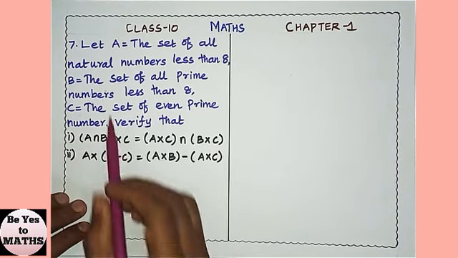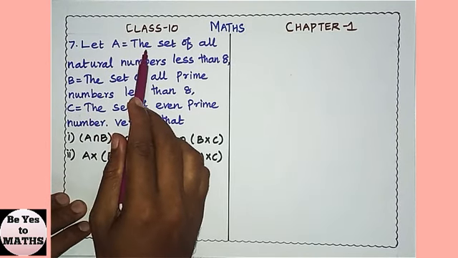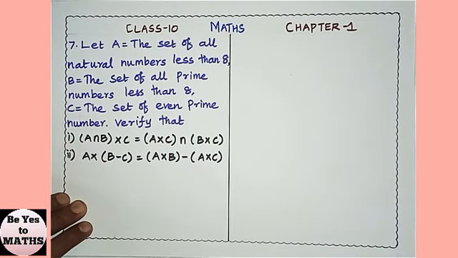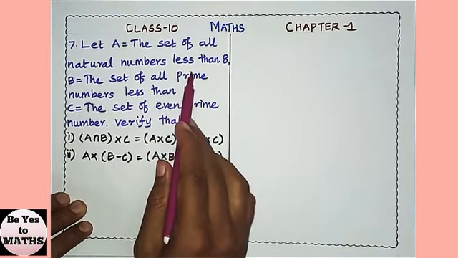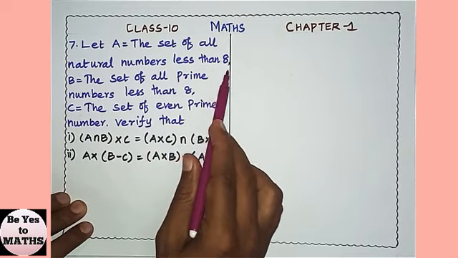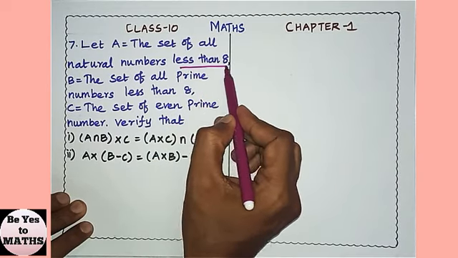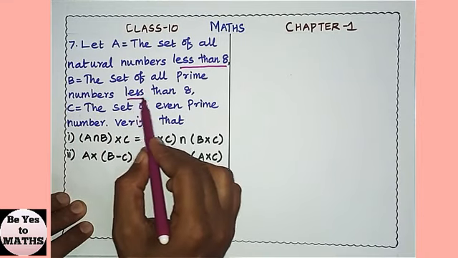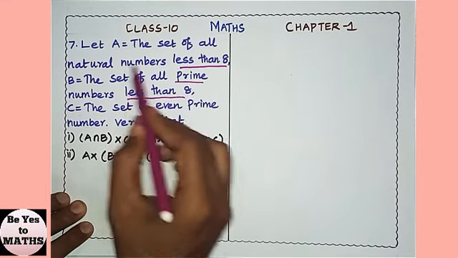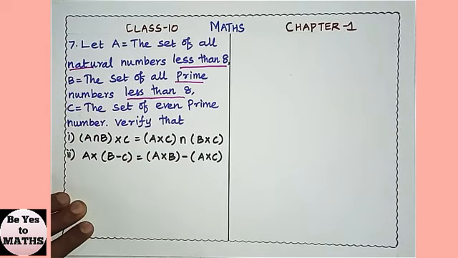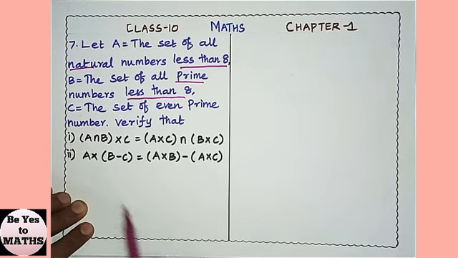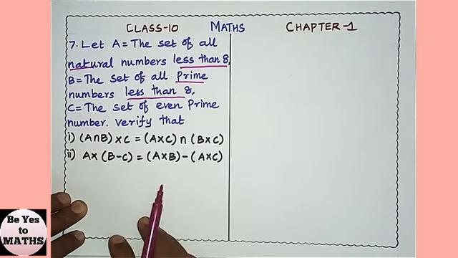Here is the question. Let A be the set of all natural numbers less than 8. Set B is the set of all prime numbers less than 8. Set C is the set of even prime numbers. So we have to verify these two conditions.